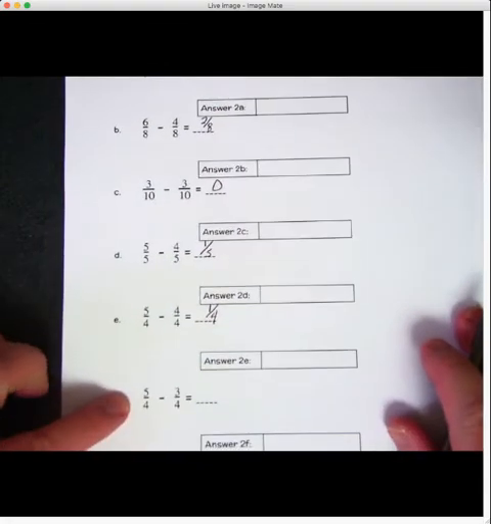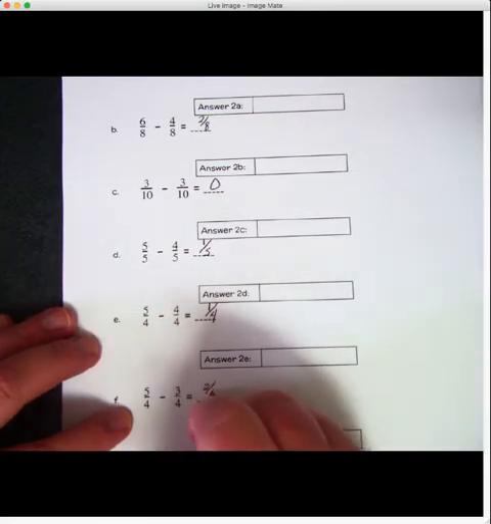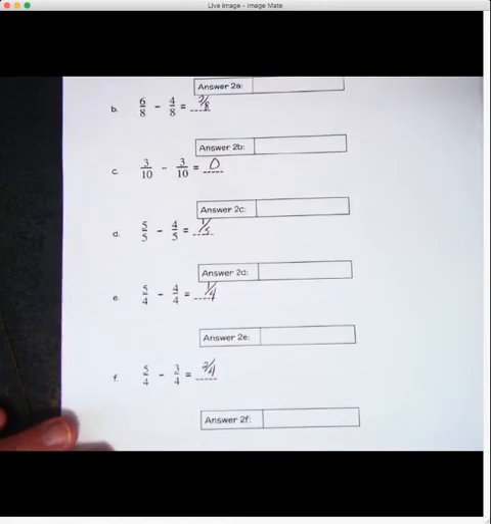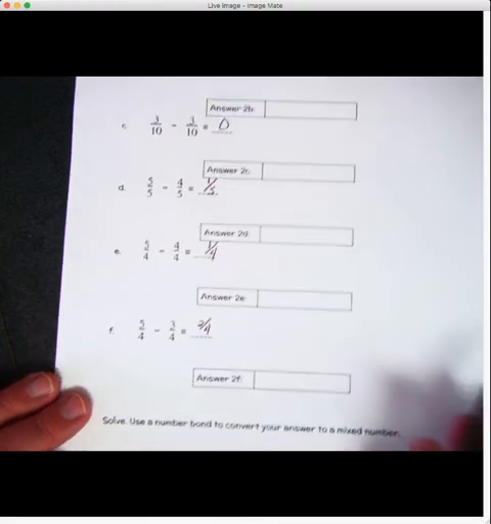5/4 minus 3/4. 5 minus 3 is 2/4. Okay? Next part says solve. Use a number bond to convert your answer to a mixed number.